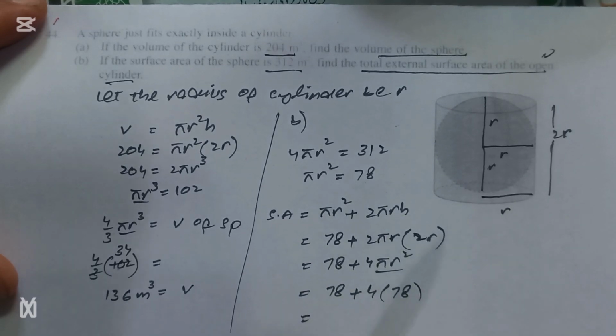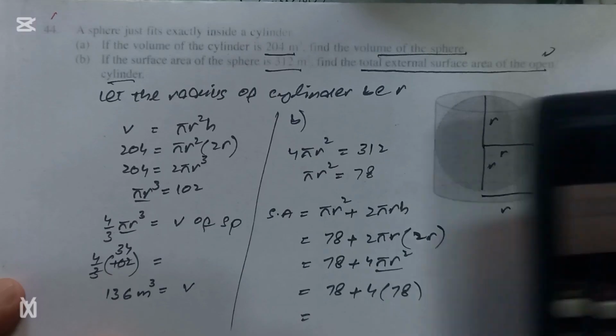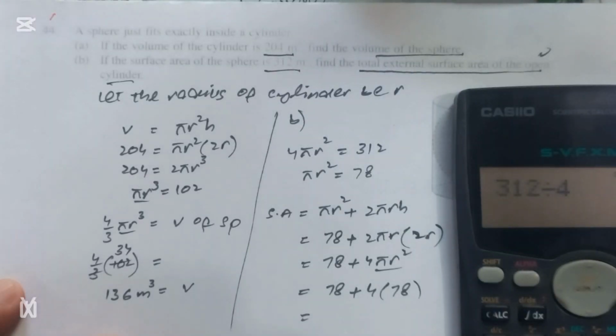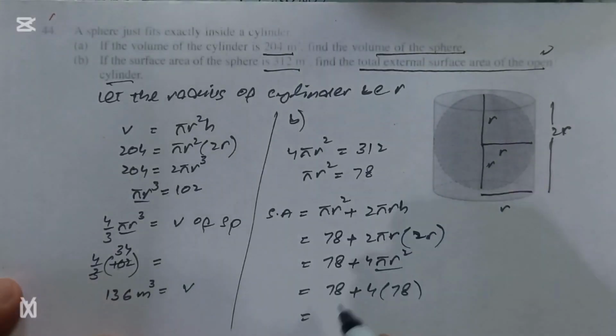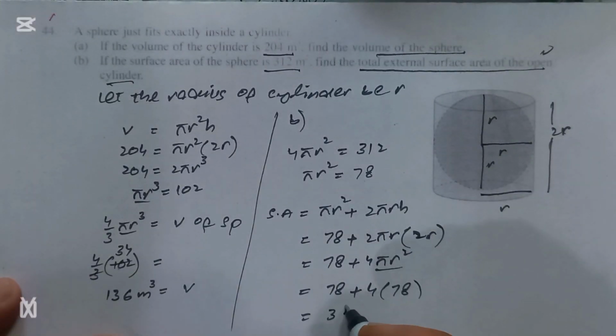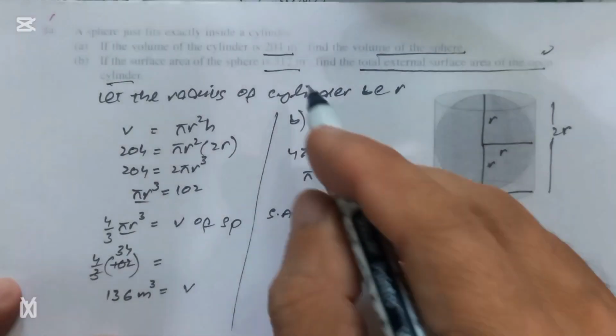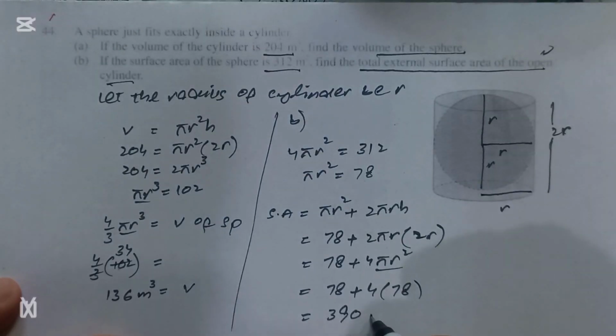And now solve these values on the calculator. That is 78 plus 4 times of 78. Answer is 390. Unit will be meter square.